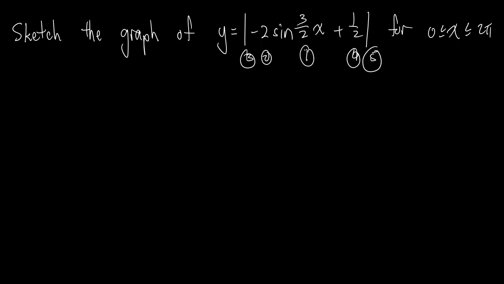So this 3 over 2 determines how many cycles we can draw in the range of 2 pi. By default, if you have, let's say, sine x, it means that within 2 pi you can draw a full cycle, just one cycle. This is how a sine graph looks like. So now 3 over 2 means that you draw 1.5 cycles of the sine graph, and it will look something like this.